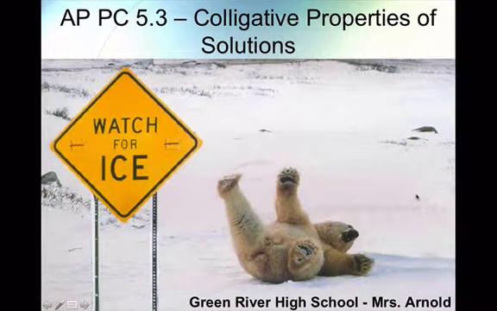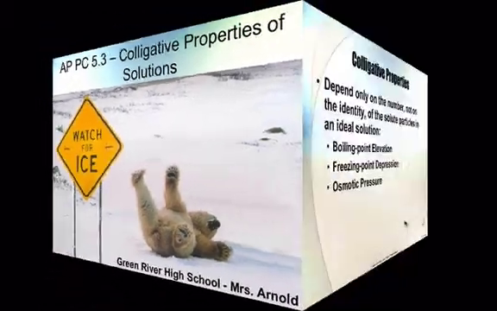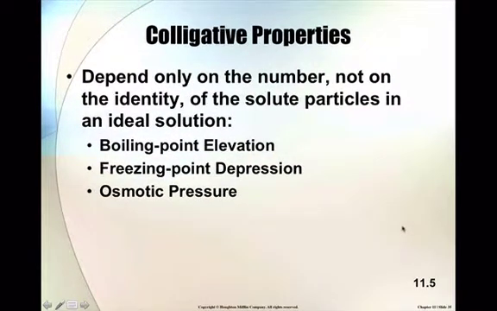This is podcast 5.3 for AP Chemistry. We're going to talk about colligative properties of solutions. So the first thing you need to know is what those three colligative properties are. And they're boiling point elevation, freezing point depression, and osmotic pressure.